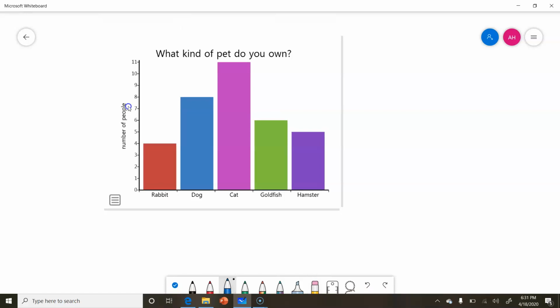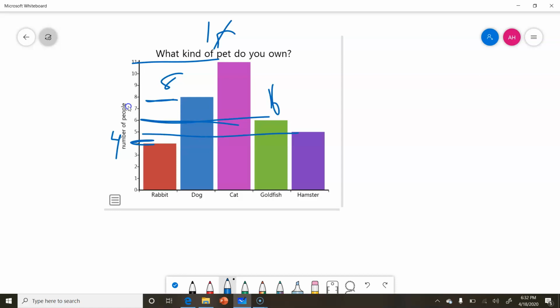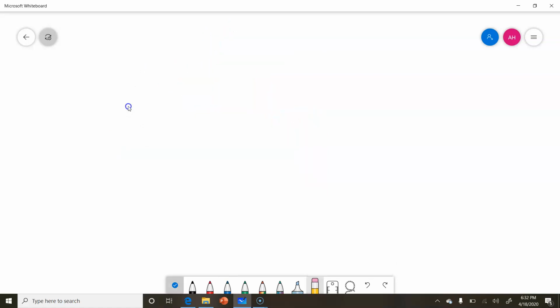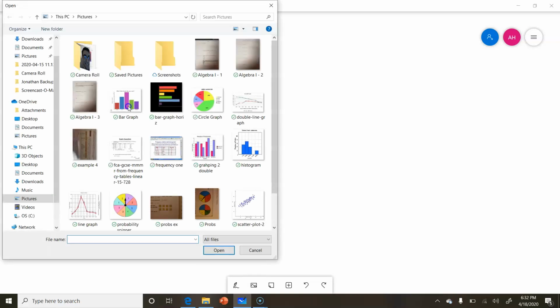The way we do that, say how many rabbits are there? We just go across, so there's 4. How many dogs? 8. How many cats? 11. How many goldfish? 6. How many hamsters? 5, right? We just go like that. Very easy. That's how you do a bar graph. You guys did well on that. I'm not worried. Then, one that's a little more confusing here is a histogram.